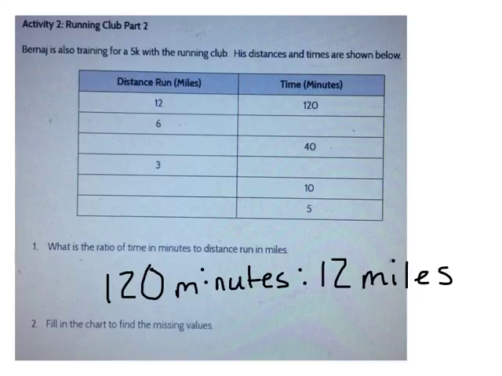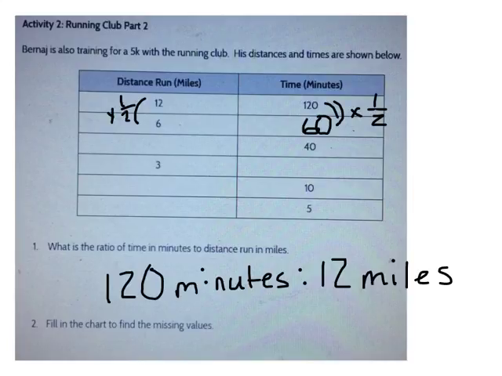Now let's fill in the chart to find the missing values. To go from 12 miles to 6 miles, I multiplied times 1/2, or divided by 2. So I need to do the same to 120. What's 120 times 1/2? It's 60.